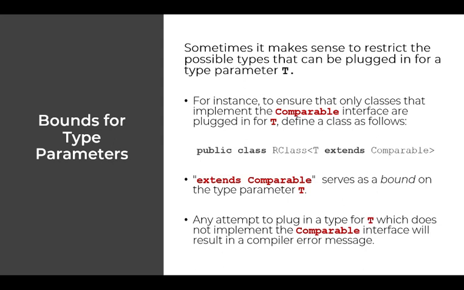This is very useful. Extends Comparable serves as a bound on the type parameter T. Any attempt to plug in a type for T which does not implement the Comparable interface will result in a compiler error message. But what is the advantage to do so? Let's have an example with the class Pair.